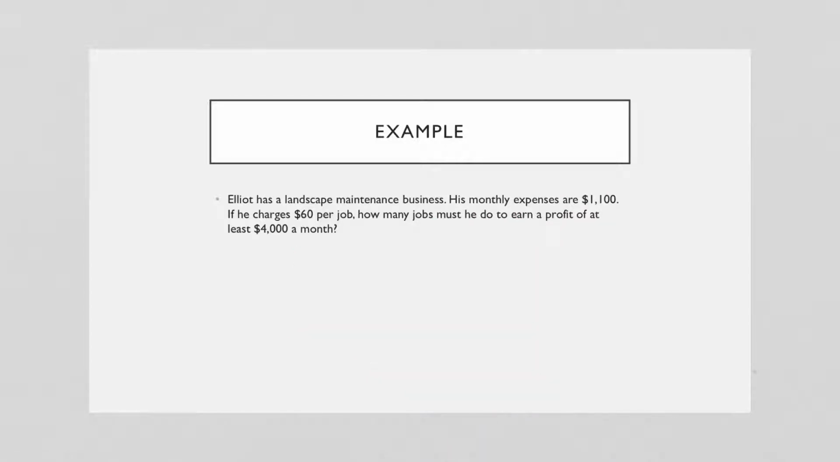All right, so Elliot has a landscape maintenance business. His monthly expenses are $1,100. If he charges $60 per job, how many jobs must he do to earn a profit of at least $4,000 a month? All right, so his expenses are this. He charges $60 per job, so we're looking for how many jobs, and the guy wants to make at least $4,000 a month. All right, so one side's going to be how much he charges per job minus his expenses, and then the other side's going to be what he wants to make.